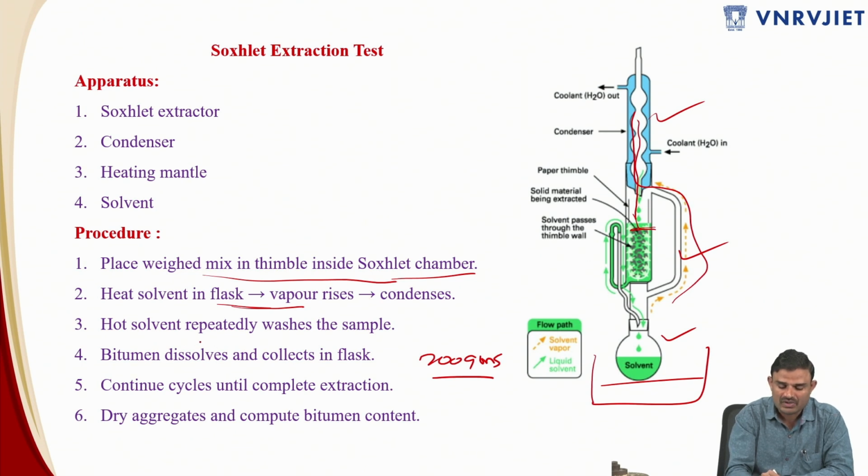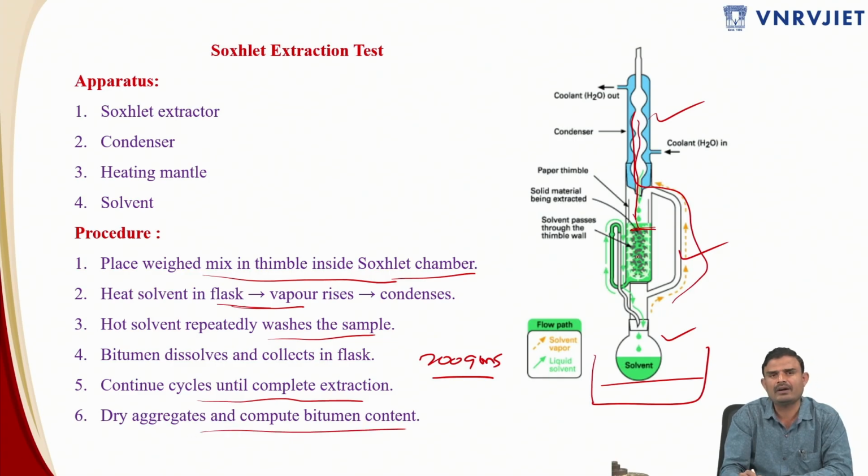So hot solvent repeatedly washes the sample. Whatever hot solvent is coming outside and getting condensed will be coming back, and that itself will be washing the entire bituminous mixture again and again. Continue the cycles till the extraction appears completely clear, just like that of toluene. Then you have to take the material inside the paper thimble, oven dry the mineral aggregate, and find out the amount of binder content.